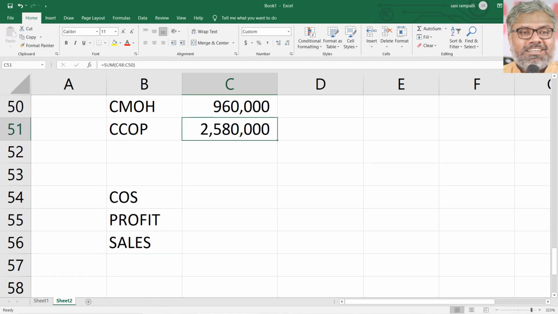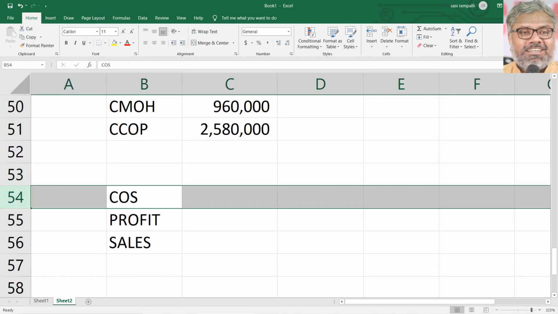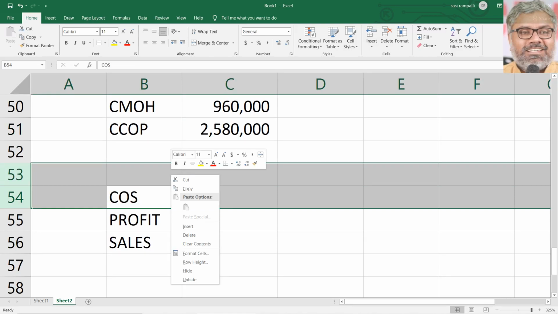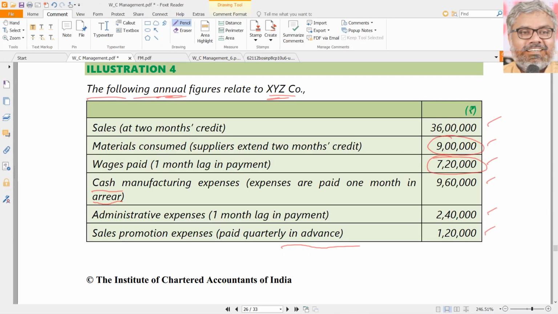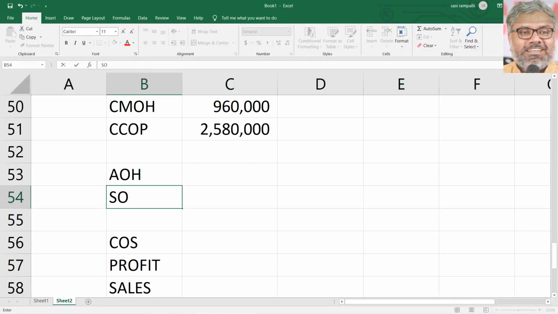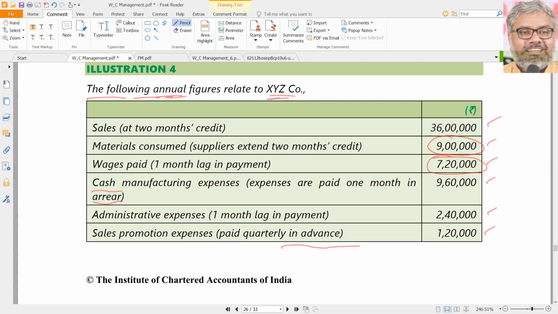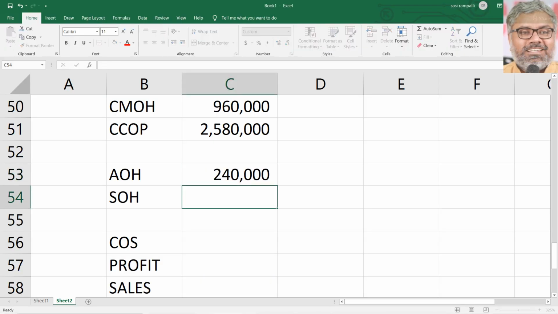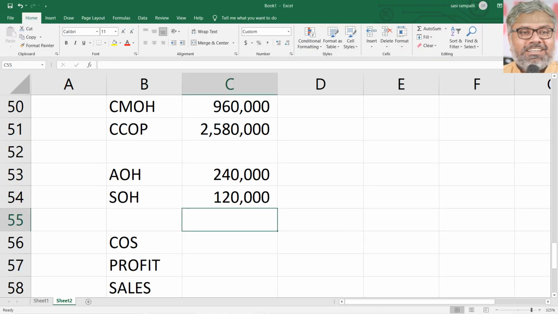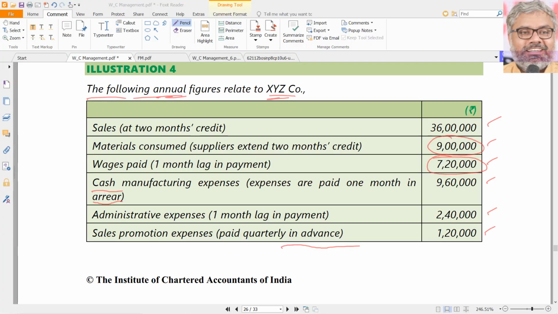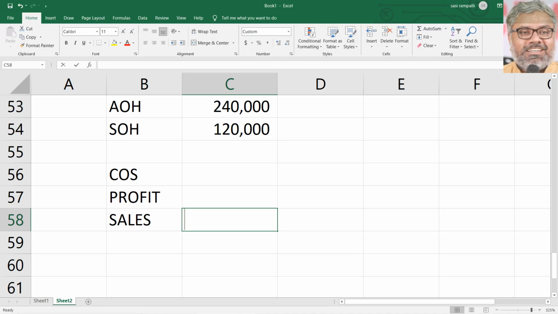Now, further to that, there are other items also, which are given as admin expenses or admin overheads, we can call them. Sales promotion expenses, selling overheads, we can call them. So admin expenses, how much? 2 lakh 40,000 and 1 lakh 20,000 is going to be the sales promotion overheads. Now, sales is how much? That is given as 36 lakhs. 36 lakhs is the sales, right?